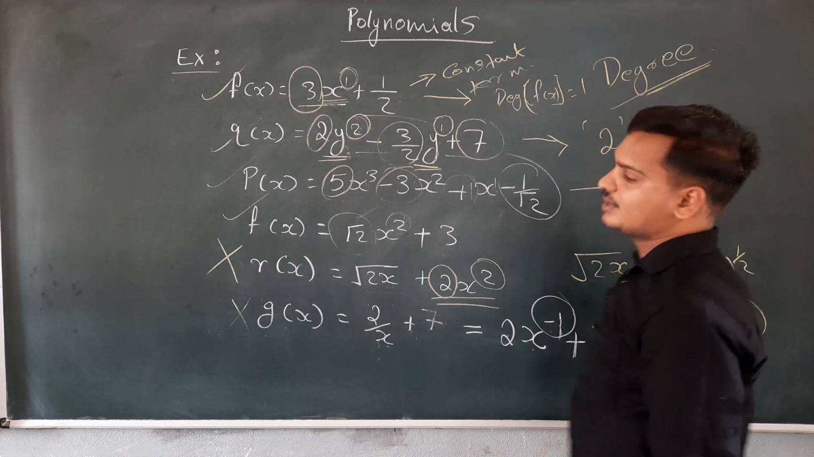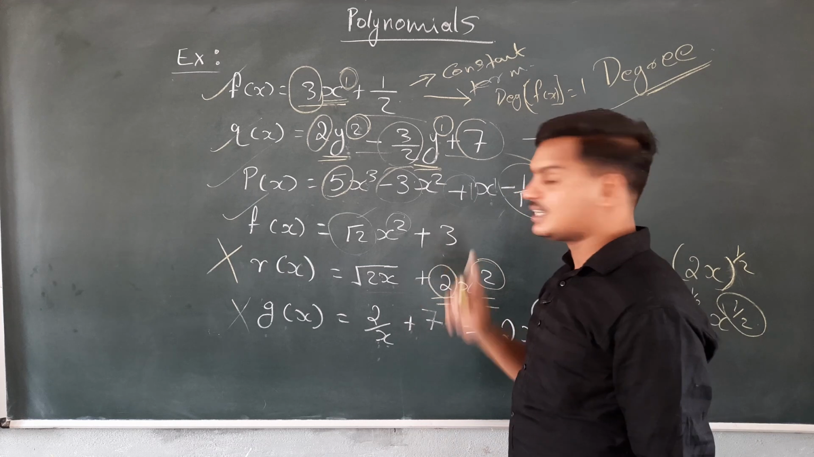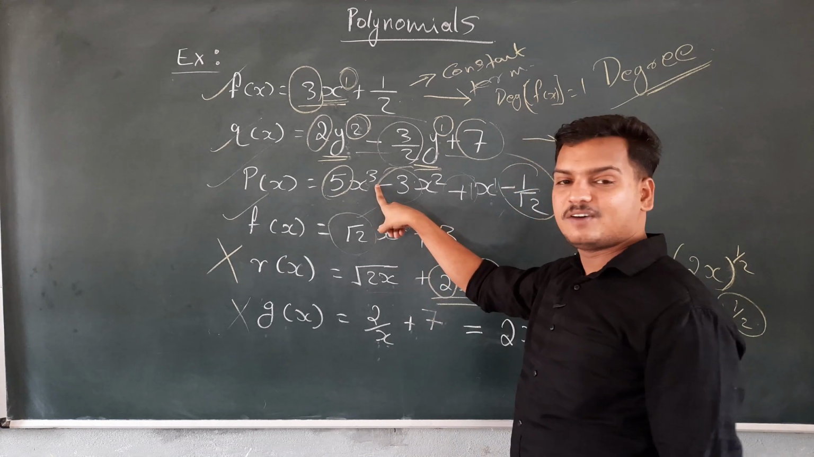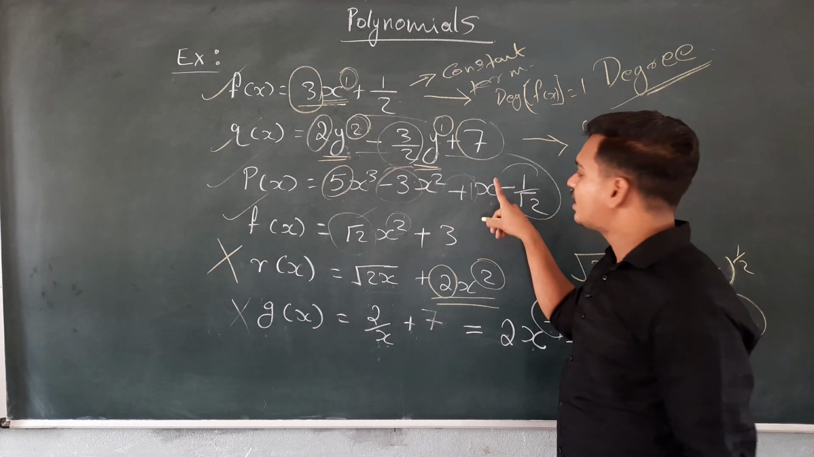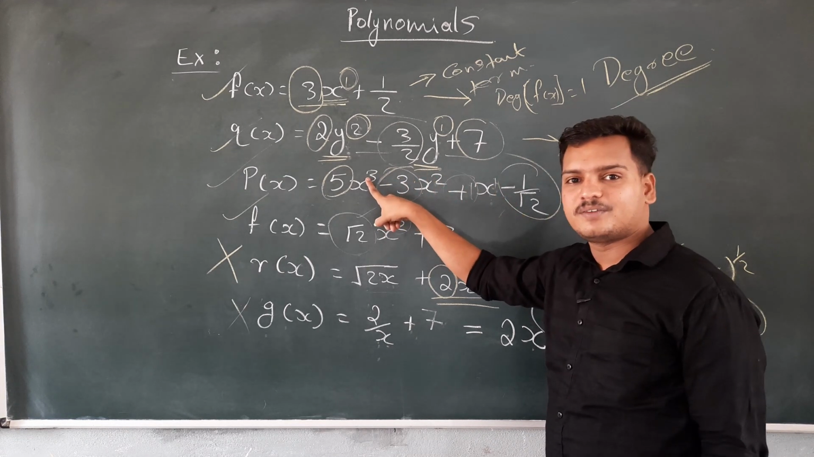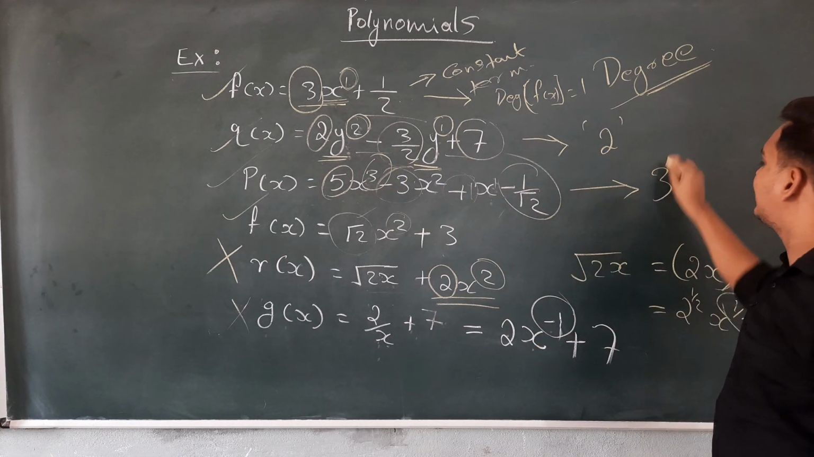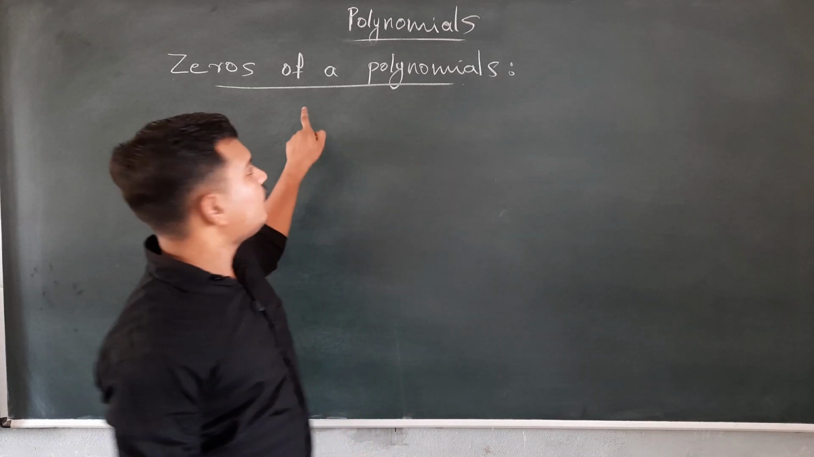Third case, now 1, 2, 3. There are 3 different terms with x. Now look at the power of each one. First one power is 3, second one power is 2, and third one power is 1. Out of this, the highest power is clearly 3. So the degree of this polynomial is 3.